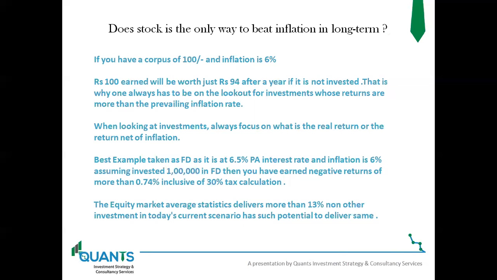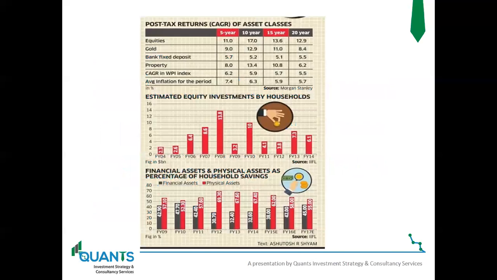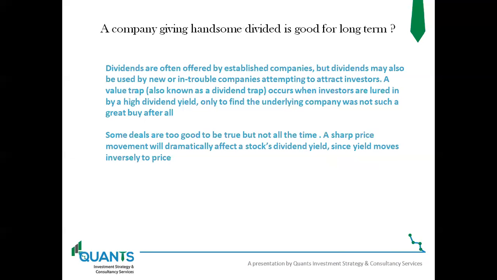The average equity market statistics has proven and delivered more than 13%, and no other investment in today's current scenario has such potential to deliver the same. So the equity market is the only option which can yield you better returns. For instance, you can look at this chart. Post-tax returns, CAGR of an asset class: equity is 5 years 11%, 10 years 17%, 15 years 13%, 20 years 12.5%. The rest, if you look, are all below 10%. So this is the answer to your query.